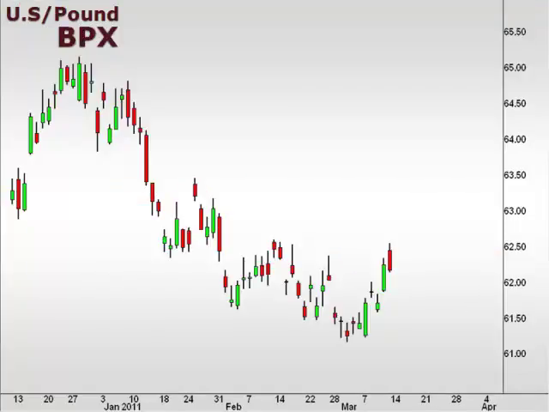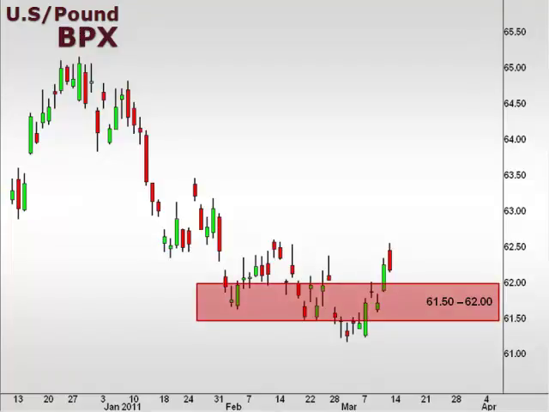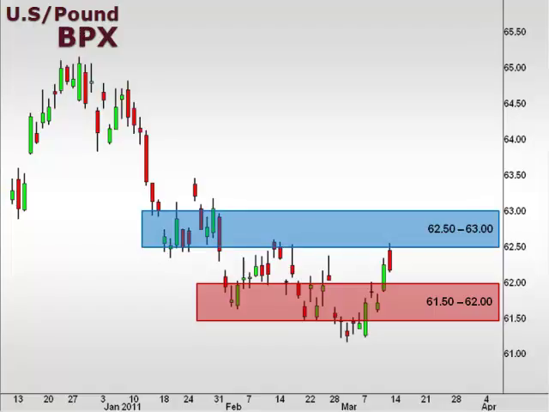Let's take a look at the U.S. versus the British pound, as seen here in the ISC FX Options pair value BPX. Well, the BPX is showing signs of support at the 61.5-62 focal zone, closing last week with a test of the resistance at 62.5. Now, Friday's reversal candle lends credibility to a retracement down to test 62 as support.